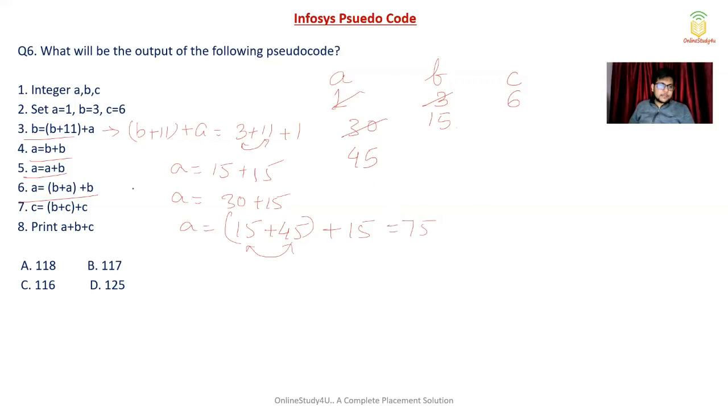So my A gets updated to 75. Well and good. Now my C gets updated to B plus C plus C. My value of B is 15, plus what is the value of C? That is 6 plus 6. This is equal to 27. So my C gets updated to 27, and now I have to print the value of 75 plus 15 plus 27, and if we compute this, it comes out to be 117.